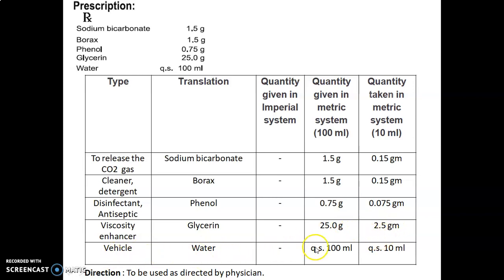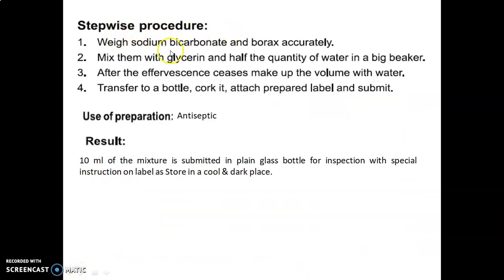Water, used as a vehicle. Quantity given is quantity sufficient to prepare up to 100 ml. Taken quantity should be quantity sufficient to prepare up to 10 ml. Direction: to be used as directed by the physician. Stepwise procedure: weigh the sodium bicarbonate and borax accurately. Mix them with the glycerin and half the quantity of water in a big beaker. After the effervescence ceases, make up the volume with water, transfer to a bottle, cork it, attach the prepared label and submit it. Use of preparation: antiseptic.